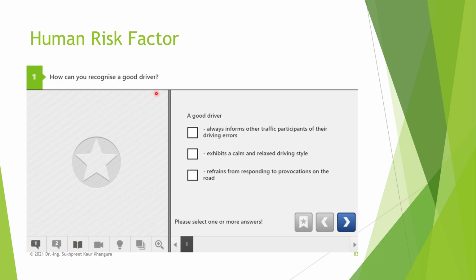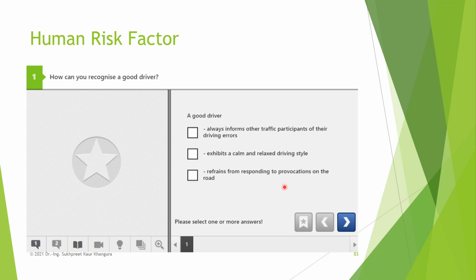How can you recognize a good driver? A good driver always informs other traffic participants of their driving errors? No. If you have seen somebody making a mistake, you can ignore their behavior. You can accept them as such, but just try to be defensive. Exhibits a calm and relaxed driving style? Yes, you should accept that people do commit mistakes. Accept them. Refrains from responding to provocations on the road.